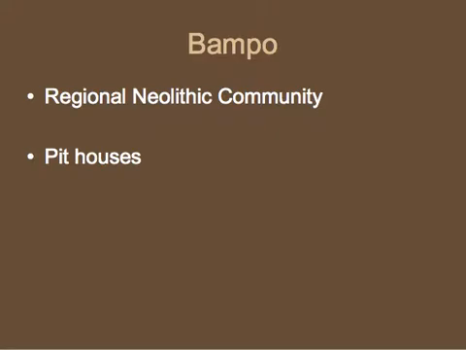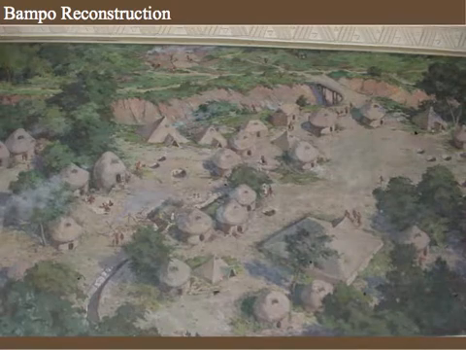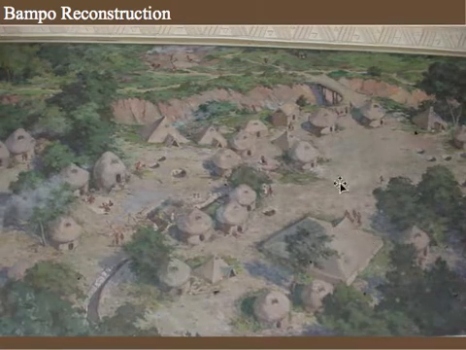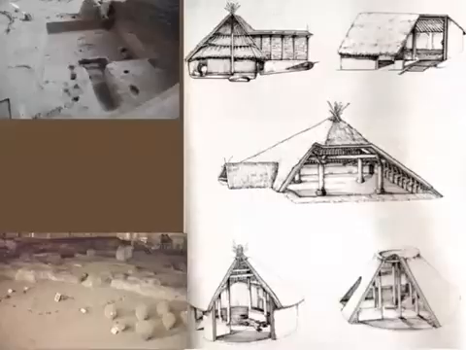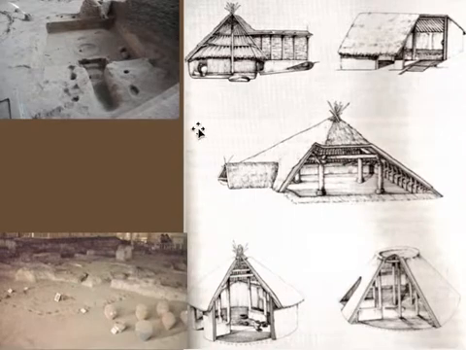Settled agriculture, Neolithic villages that slowly get larger over time. One of the sites that tells us a little bit about the early agricultural villages is this site called Banpo. It's a small Neolithic village. It looks a lot like some of the villages we've seen in other parts of the world, with small houses. Some are larger than others. You can see here the larger house and smaller, rounder houses. This is what the archaeologists have found.